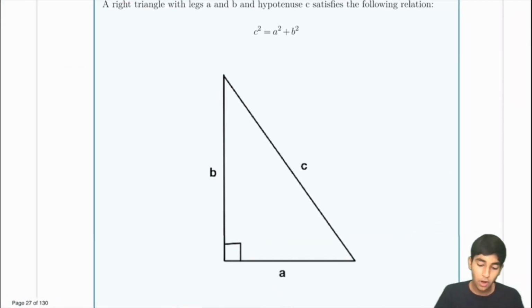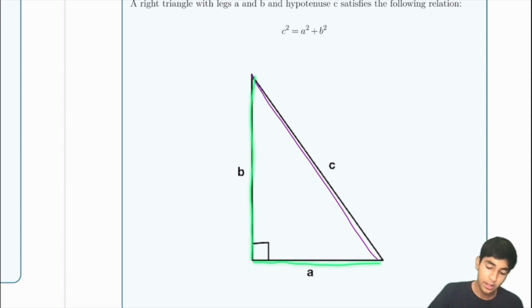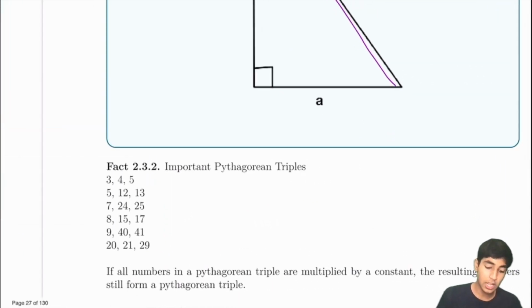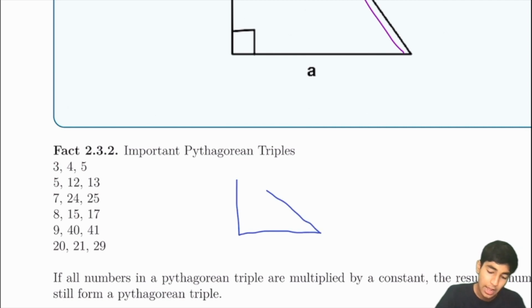Okay, now we're ready to move on to the Pythagorean Theorem, which states that the hypotenuse squared equals the sum of the two legs squared. So this squared plus this squared equals hypotenuse squared. And I'm not going to show the proof here because it's going to take too much time, but there's some important Pythagorean triples that are good to memorize. And a Pythagorean triple is basically a triple of 3 numbers such that the side lengths can form a right triangle. For example, 3, 4, 5.